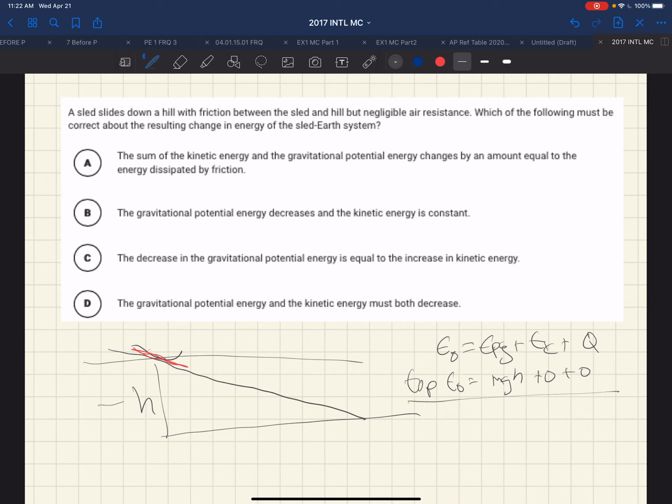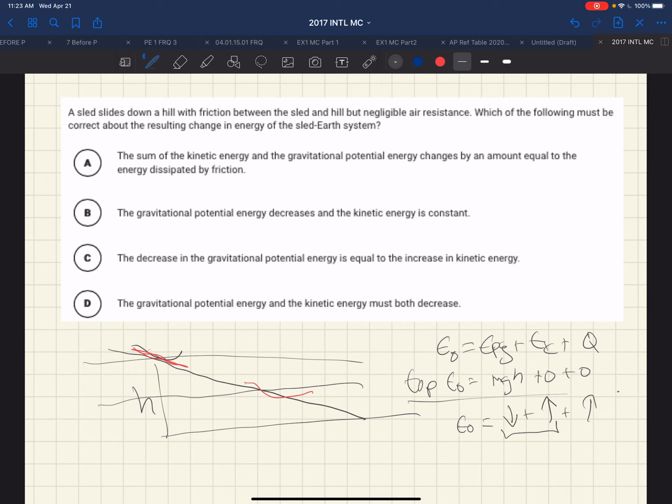Now let's go down to this new location. What has occurred during this time? Well, we have decreased the gravitational potential energy, and we have increased the kinetic energy. But since there's friction, we have also increased the Q. If there were no friction, it would be just the sum of these two, but we've now increased the Q. So let's see our choices here.